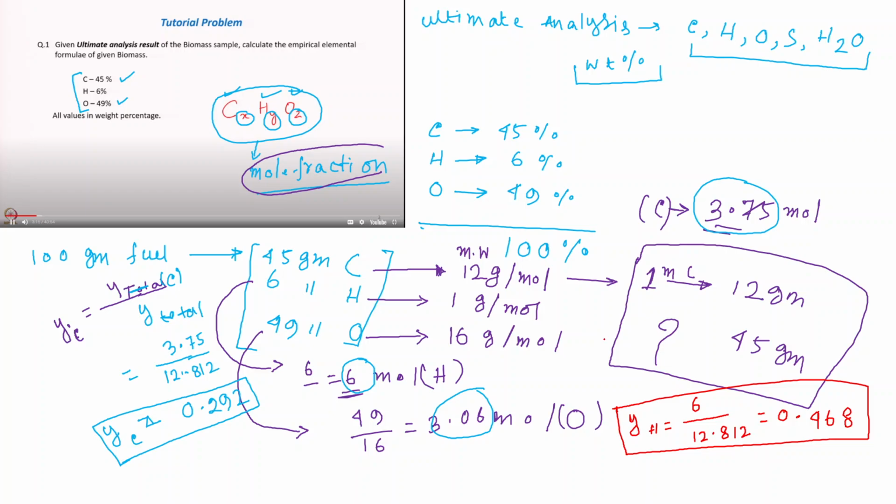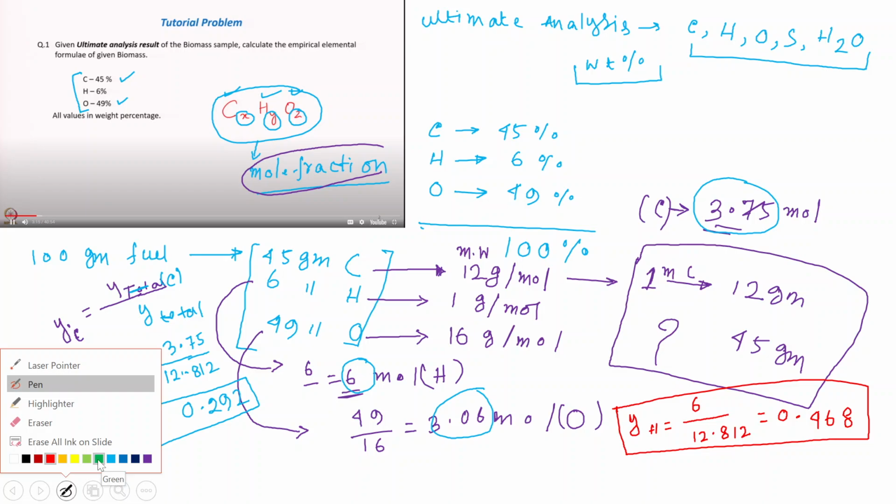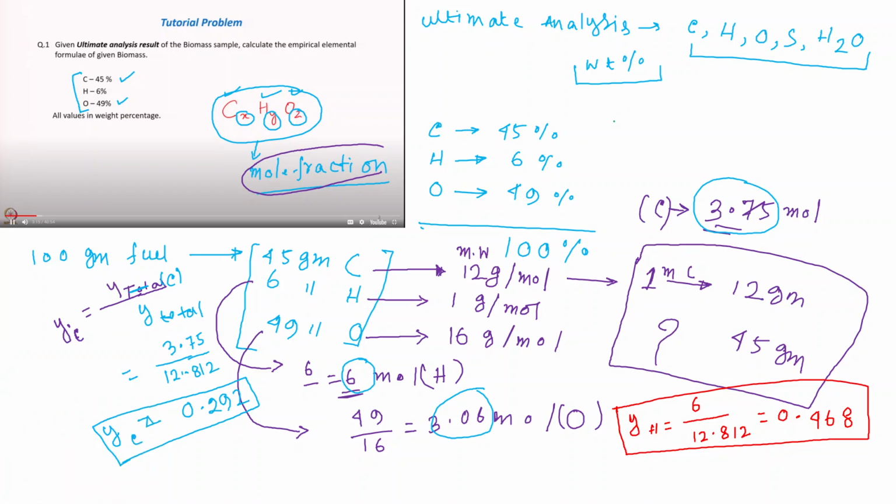Similarly, to calculate the mole fraction of oxygen, y oxygen will be 3.06 divided by the total mole, 12.812. It comes to 0.239. This is the mole fraction of oxygen.